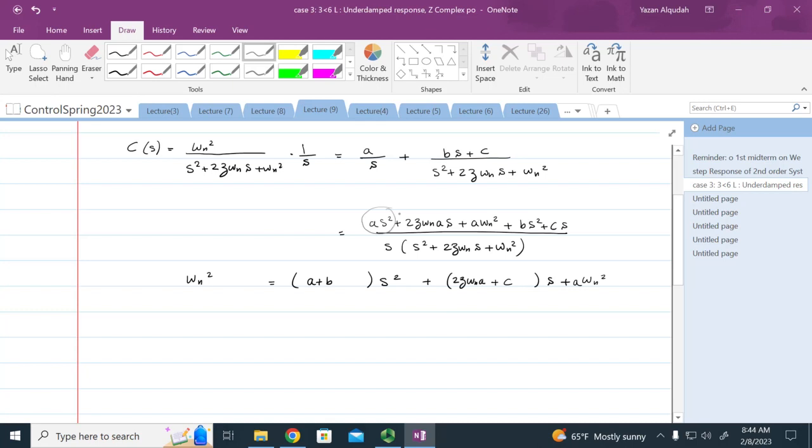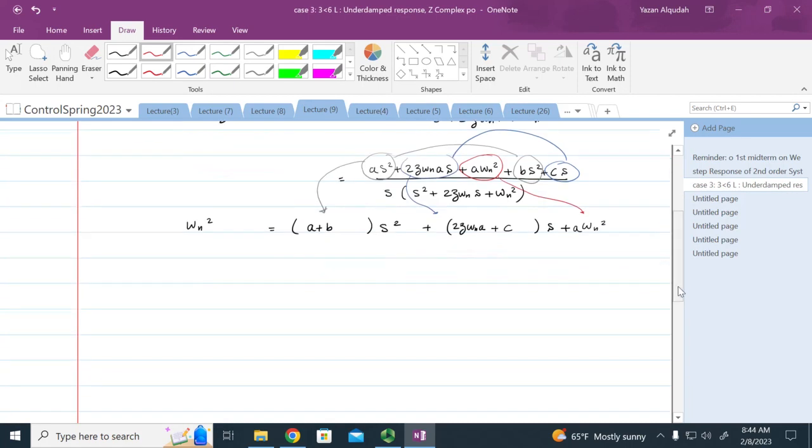So this term and this term together are going to give me this, this, and this. Going to give me this, and this is going to give me this. Okay. So the left side must equal the right side. What is A going to equal?